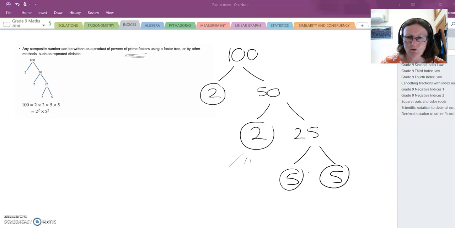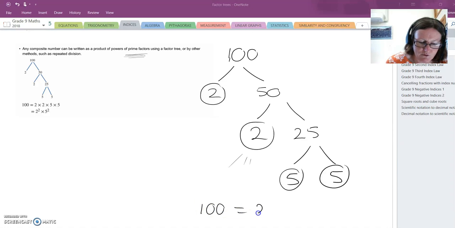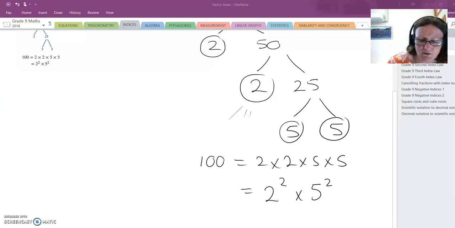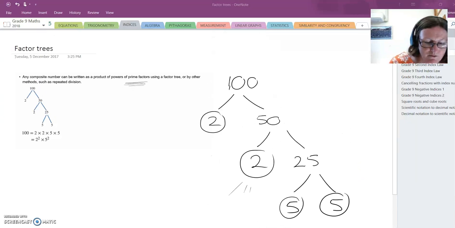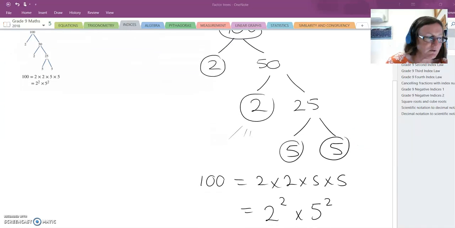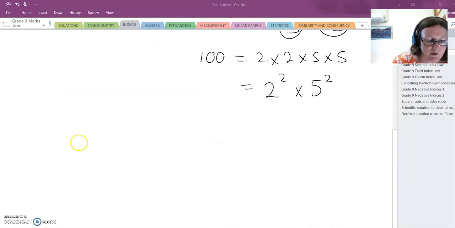Now, to produce our answer, 100 is equal to 2 times 2 times 5 times 5. And using index notation, it's 2 to the power of 2 because there's two 2's, and it's 5 to the power of 2 because there's two 5's. So what we've done, we've written the 100, the composite number, as a product of powers of prime factors. So we'll do another example.